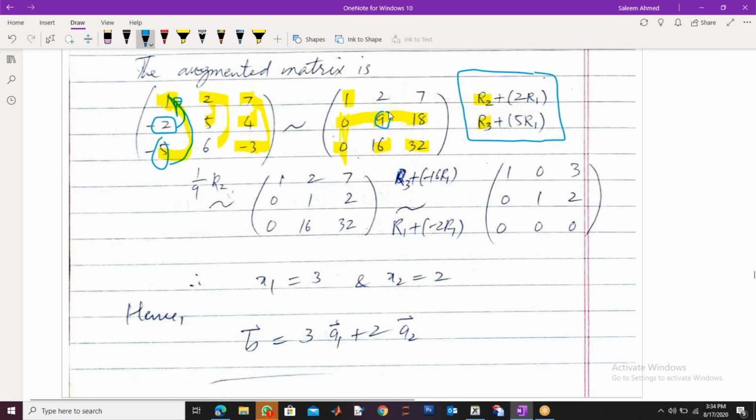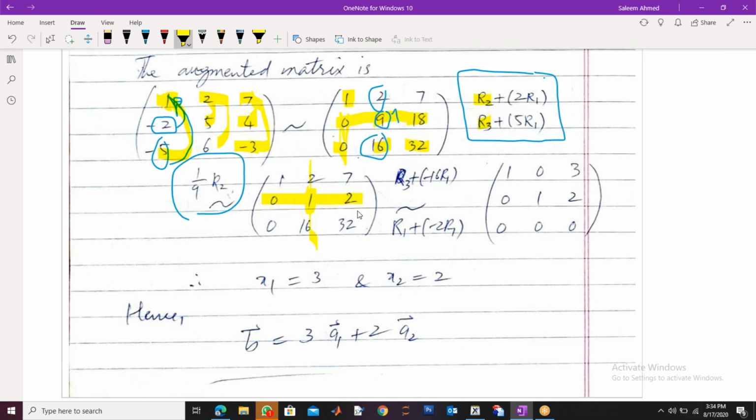This is my next pivot element. So this should be converted to 1. Then I will make this 0 and this 0. This is the pivot position. So what I can do is divide the second row by 9. If I divide the second row by 9, I will get 0, 1 and 2. So this is my new row. Now I got the pivot element here, so I can make the entries above and below it 0.